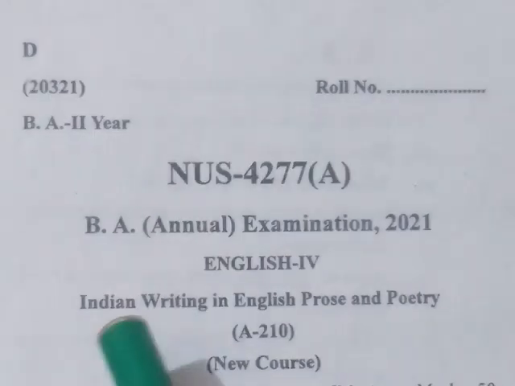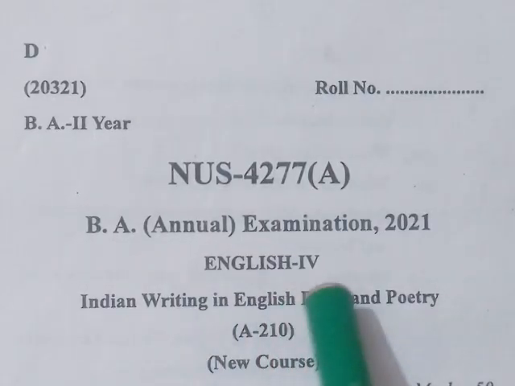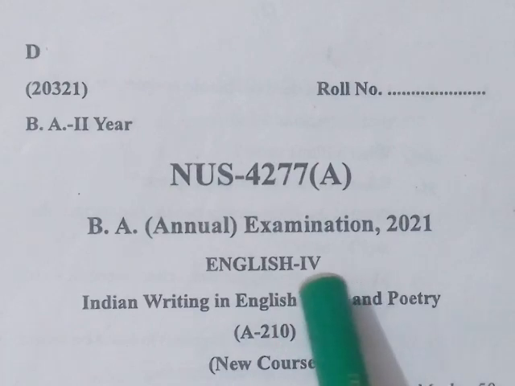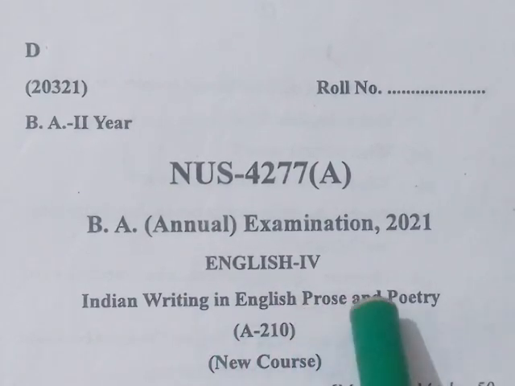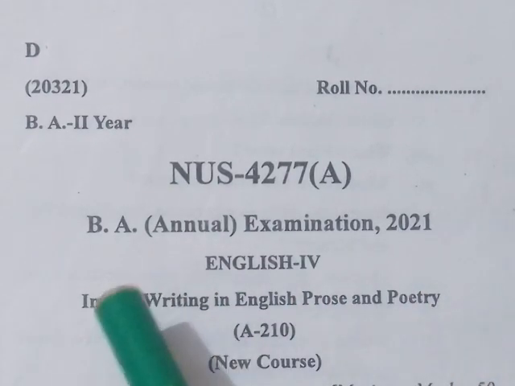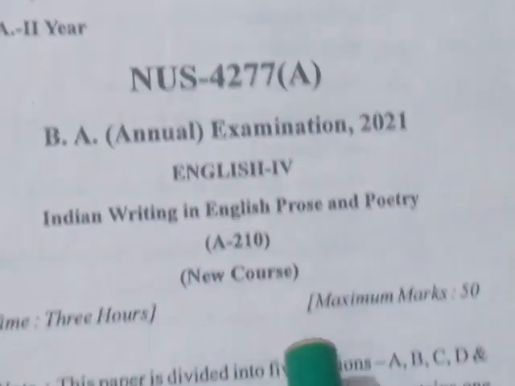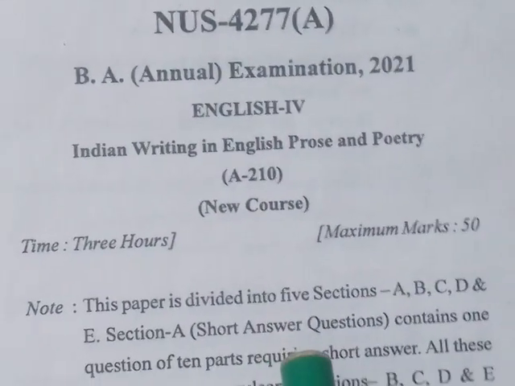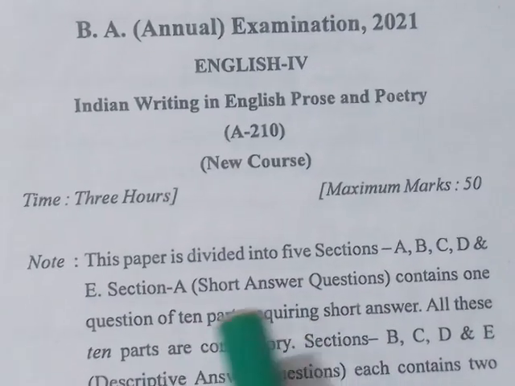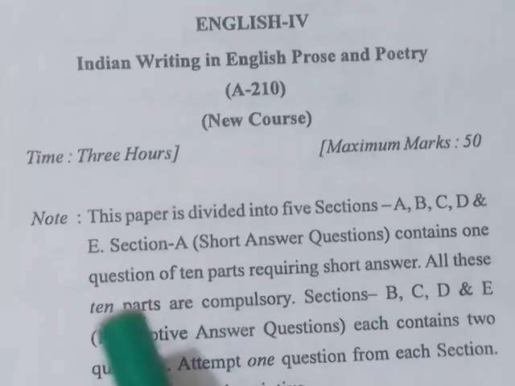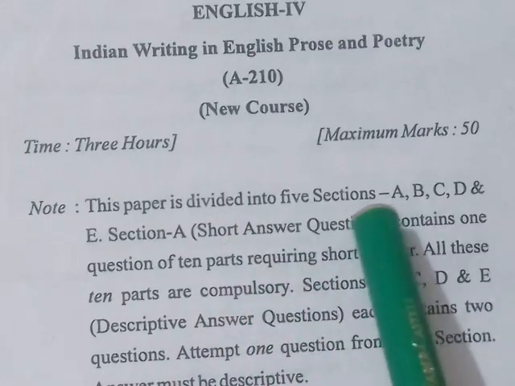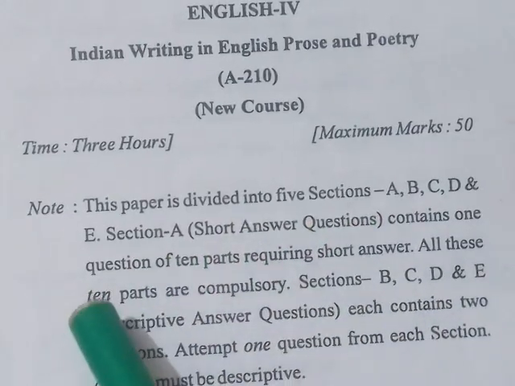Hello students, this is your last year question paper of Indian Writing in English, Prose and Poetry for B.A. secondary students. Now just have a look at the paper, what kind of questions have been asked. This paper is divided into 5 sections: A, B, C, D and E.